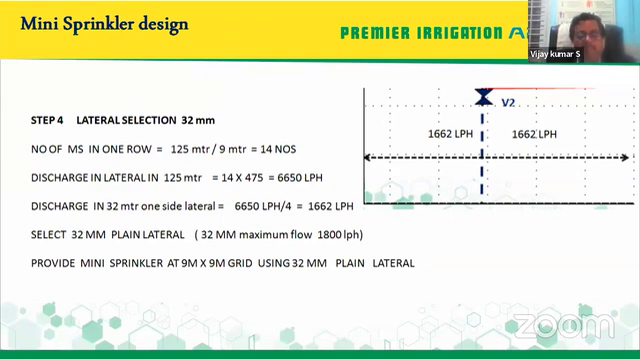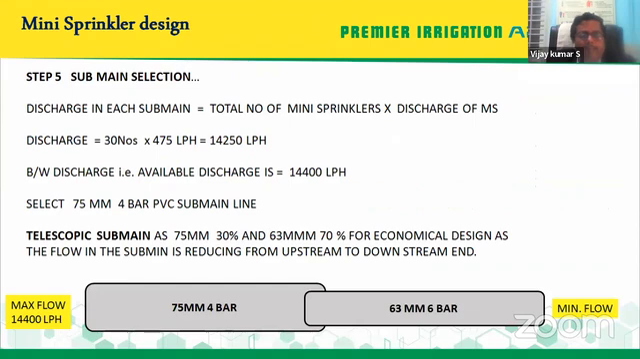So here my design now is I will provide these mini sprinklers at a 9 meter by 9 meter grid spacing using a 32 millimeter plain lateral. And now when we come to the submain selection, you know the submain, what is the water that is going to flow in each of these. So since we have 120 divided by 4, 30 mini sprinklers have to be operated, and each mini sprinkler discharges 475. So 30 multiplied by 475 will give me 14,250 liters per hour.